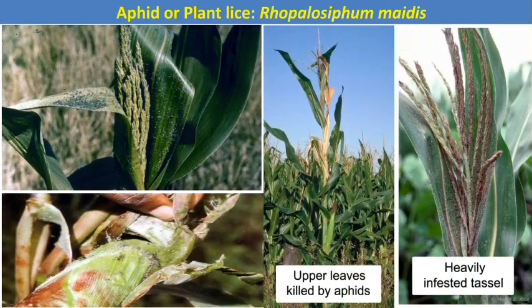Then the next pest of the maize is aphids or plant lice. It is a sucking pest. The species is Rhopalosiphum maidis. The aphids congregate on the different tender plant parts and suck the cell sap from them. As a result of feeding, in case of severe infestation, the infested plant parts dry up. Besides feeding, these aphids also excrete a honeydew-like substance on the surface of the plant parts, which develops sooty mold fungus on the plant parts and affects photosynthesis. The photosynthetic rate is reduced and yield is indirectly reduced. In this picture you can see the heavily infested tassels by the aphids.